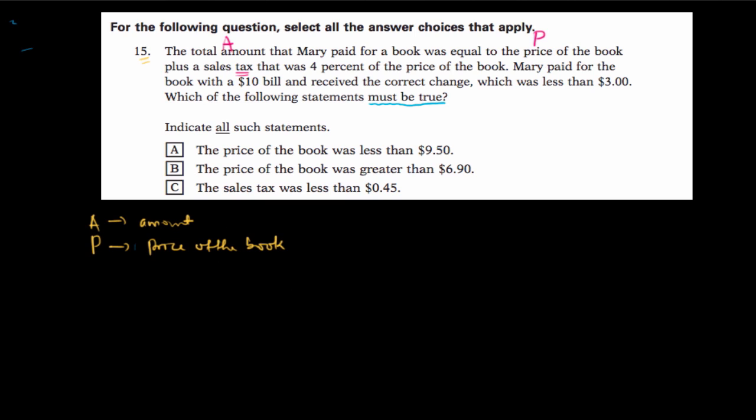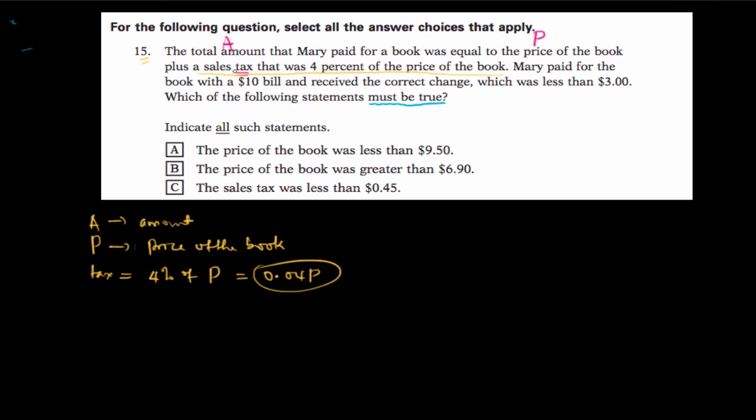Alright, now we are told that the amount she paid for the book was equal to the price of the book plus a sales tax that was 4% of the price of the book. So that is the tax. The tax equals 4% of the price of the book. That is 4% of P. Now 4% is 0.04 times P. So this is the tax.